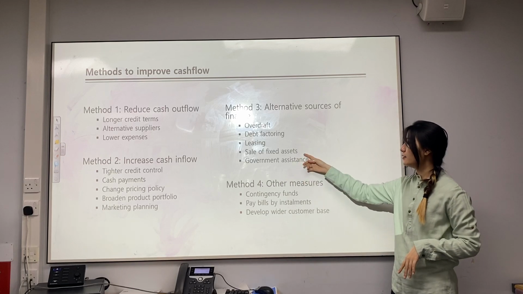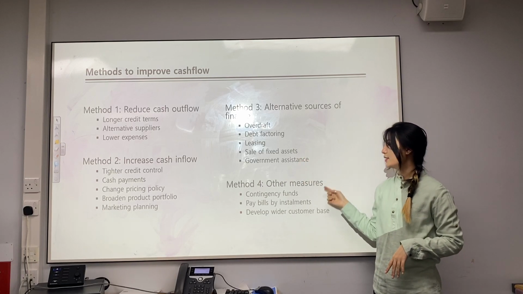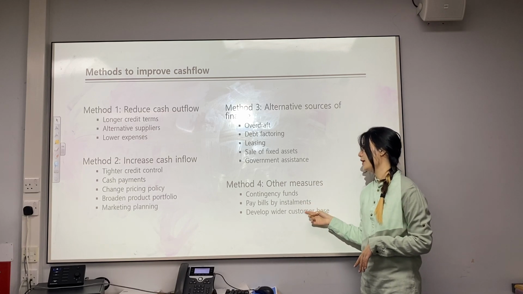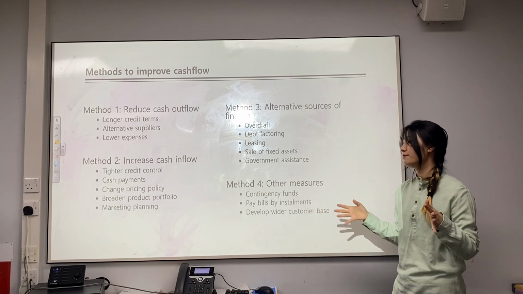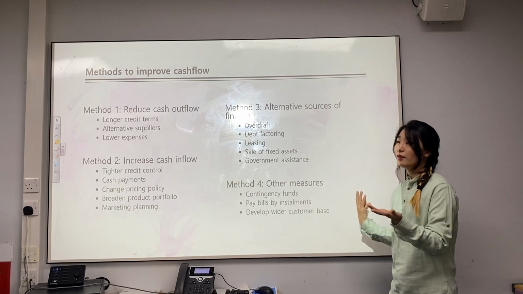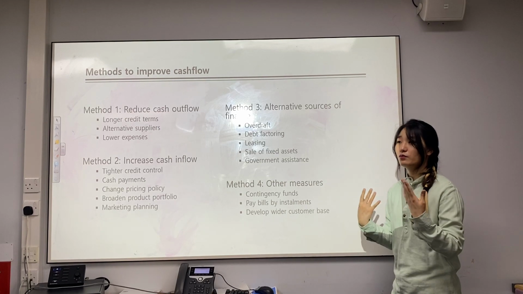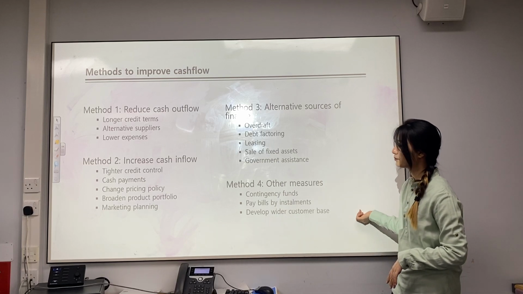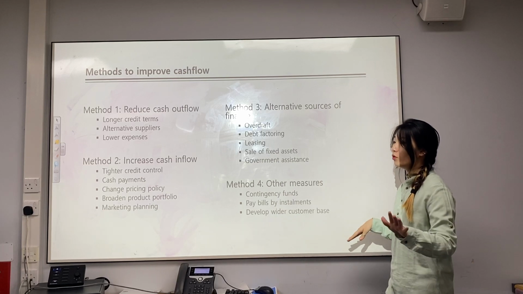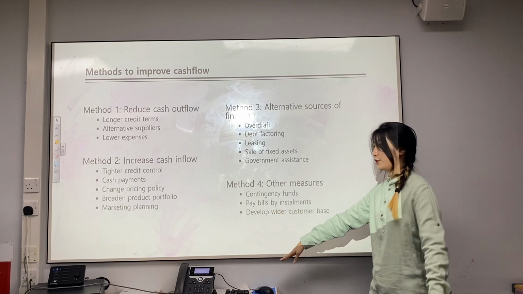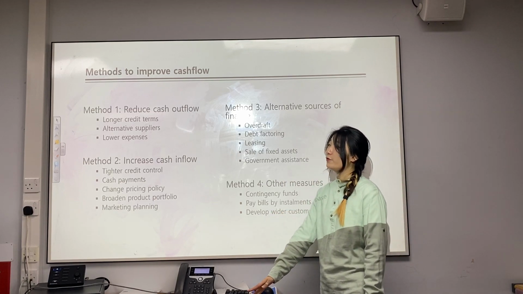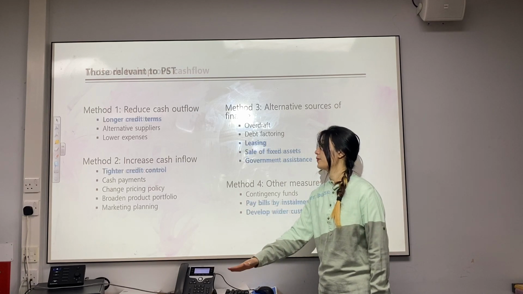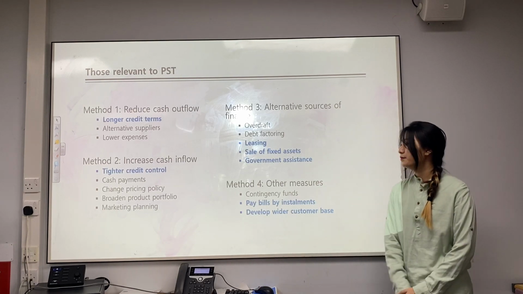Leasing, we know that. Sales of fixed assets, government assistance, and then some other measures could be contingency funds, paying bills by installments. Maybe instead of monthly, you could pay it every 2 weeks. Or develop a wider customer base, which would mean more customers, target a larger range of customers. Of them, we only have a few that are relevant to PST, and they're in blue.